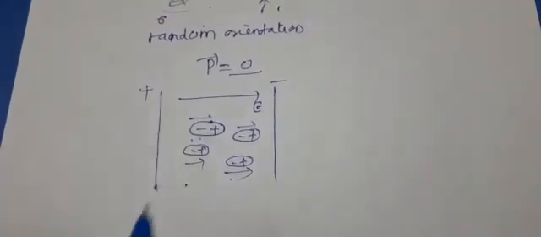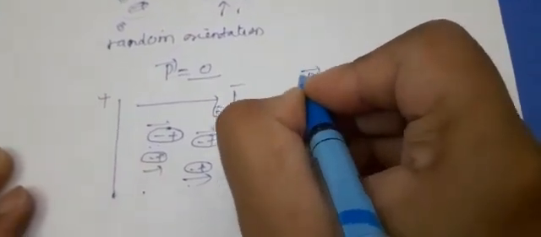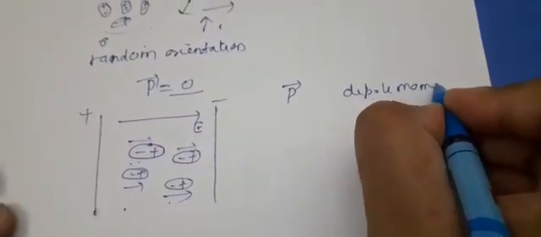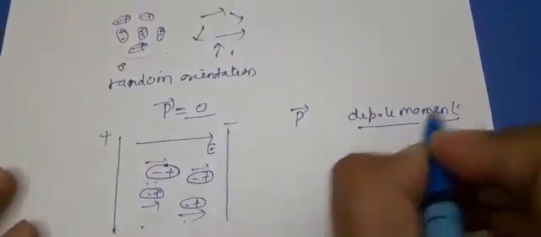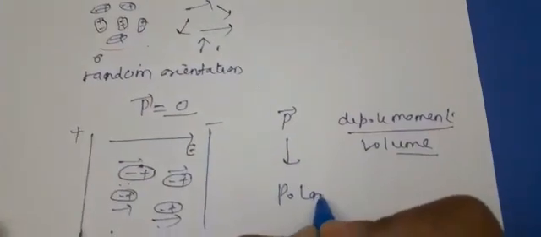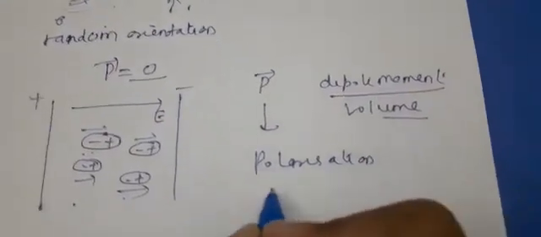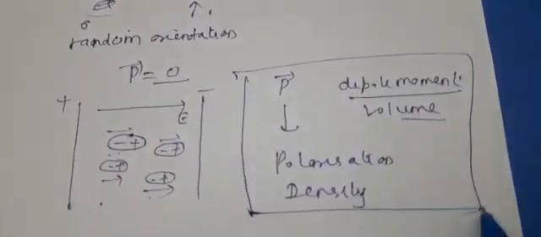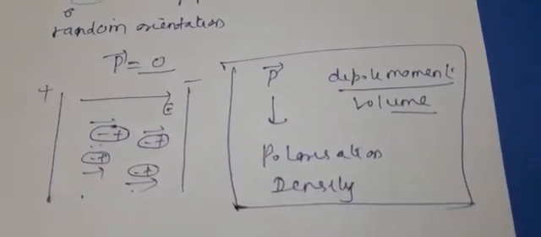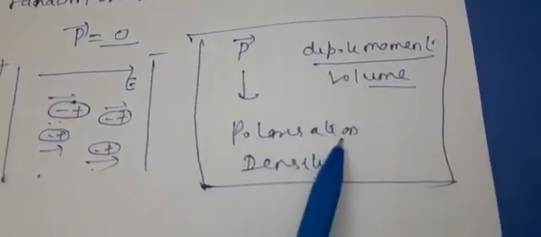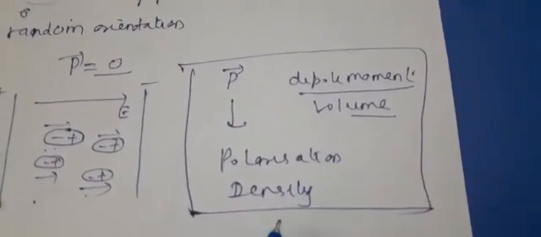Now this polarization we represent by P. It is defined as dipole moment per unit volume, and its magnitude is also taken as polarization density. This will be used as a concept in the next case we discuss. So polarization P, which we are defining, is dipole moment per unit volume, and another term we use for it is polarization density.